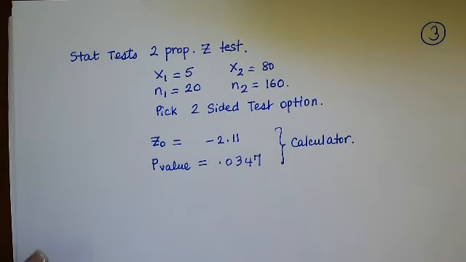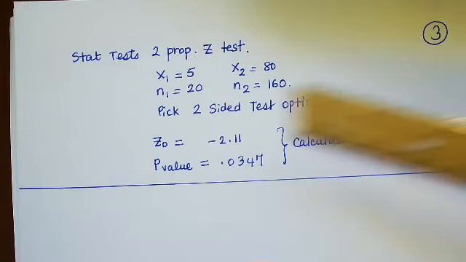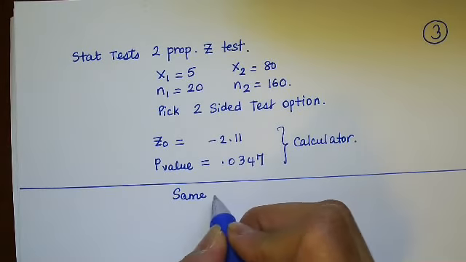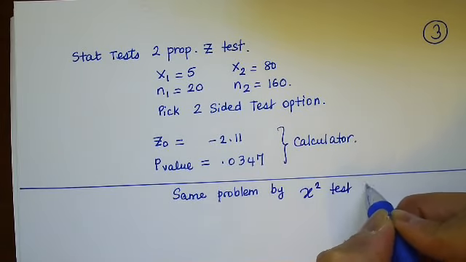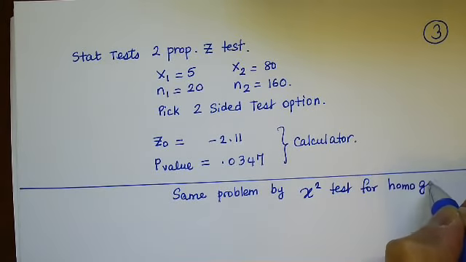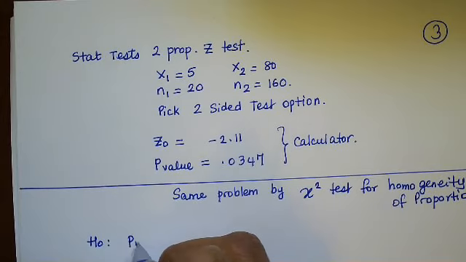Next, I would like to do this same problem, but using the chi-square test for homogeneity of proportions. So, same problem, by chi-square test for homogeneity of proportions. So for that, H naught would be P1 equals P2 versus HA, P1 not equal to P2.